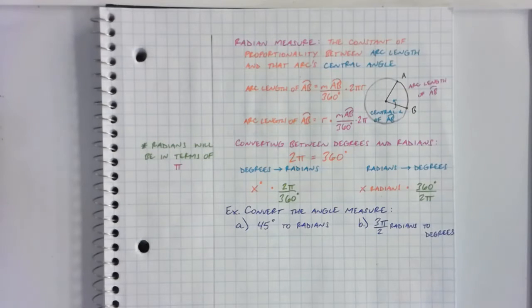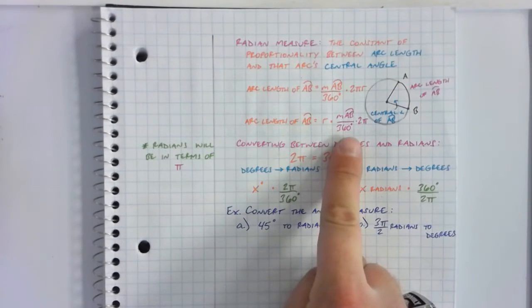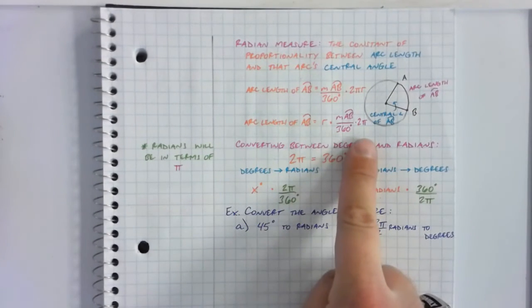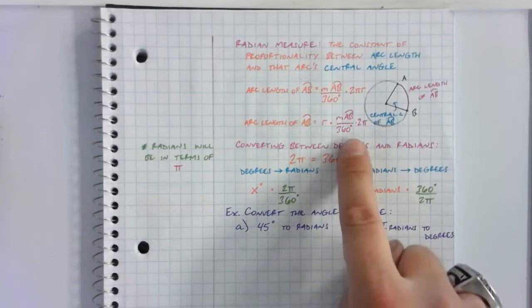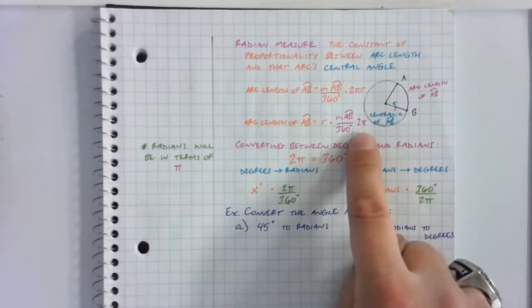So what is radian measure? Formally at the top there, a radian is the constant of proportionality between an arc length and that arc's central angle. Basically, we kind of saw it in this formula. This is the same arc length formula from before. It's not anything different. But there is a proportionality.